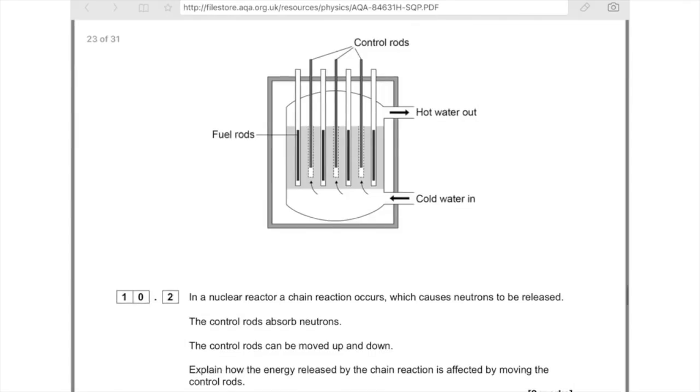So clearly when the control rods are moving down, they're dipping into the nuclear reactor, which means neutrons will be absorbed, and therefore the energy released will be decreased because there's less neutrons going on and bombarding other uranium nuclei. So just write, lowering the control rods increases the number of neutrons absorbed, meaning that energy released decreases.